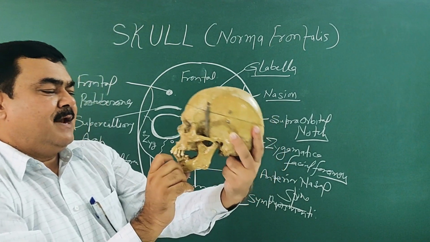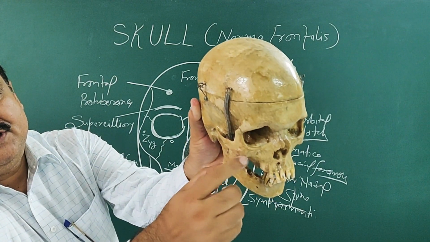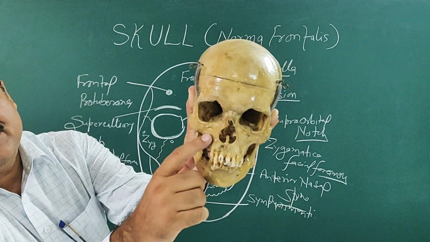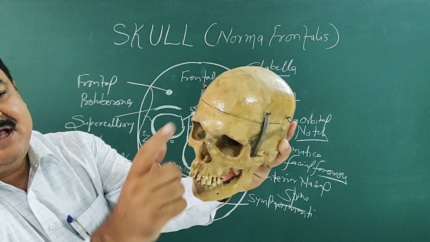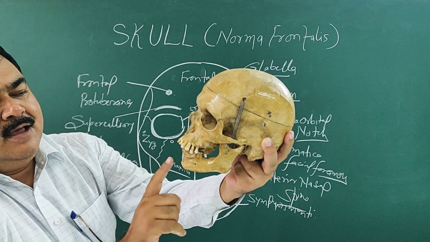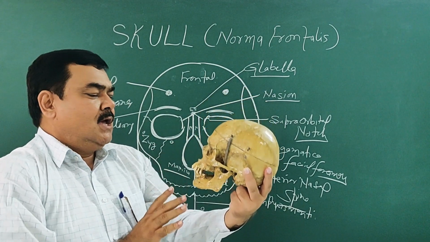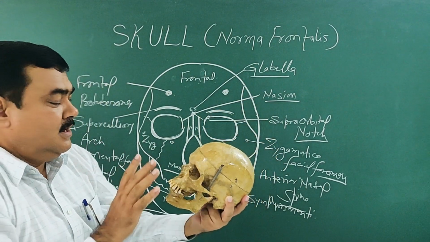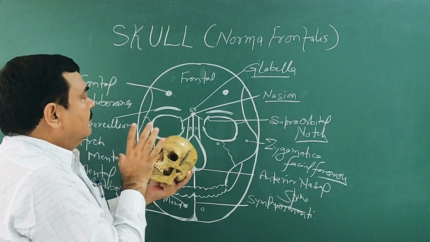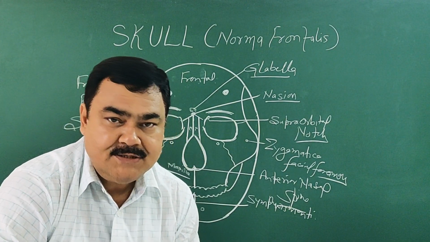And this is the anterior nasal aperture. This bone is the zygomatic bone. This bone is the maxilla. So frontal, zygomatic, nasal, maxilla, and here is the mandible. So these bones are present in the Norma frontalis. So this is all about the Norma frontalis. Thank you.